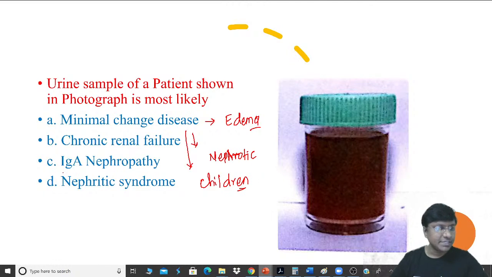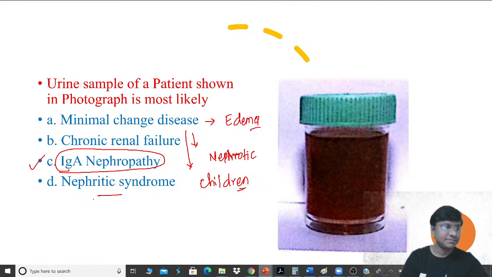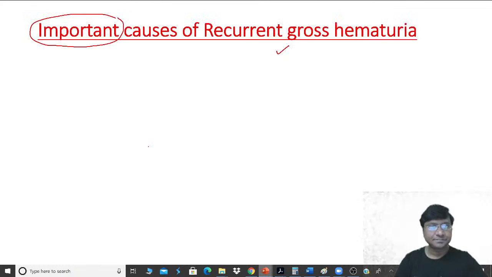Yes, Avinash, the presentation of IgA nephropathy itself is in the form of gross hematuria, whether it is secondary to an upper respiratory tract infection or whatever it is. But take nephritic syndrome. You have many forms of nephritic syndrome. All the forms of nephritic syndrome do present with hematuria, but not with gross hematuria. So that is the reason why the answer is IgA nephropathy. And in chronic renal failure, there need not be gross hematuria at all.